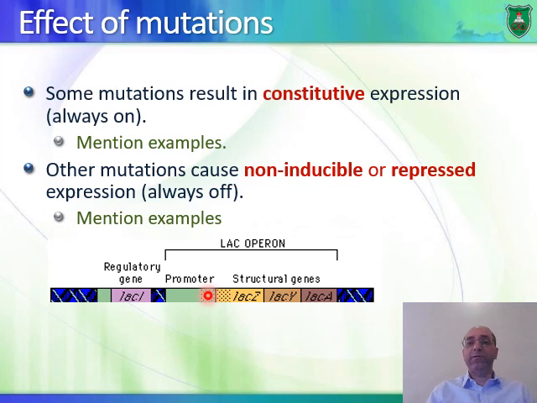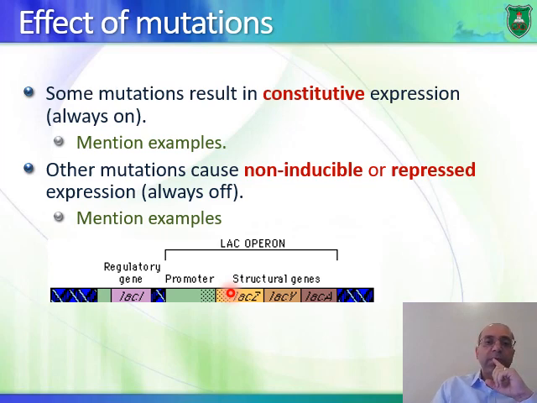Even if there is no lactose, the lac repressor cannot bind to the operator. It means that the RNA polymerase can bind to the promoter and induce transcription all the time. So this is a constitutive mutation, or a mutation that causes constitutive expression. Think of other mutations that can result in constitutive expression.